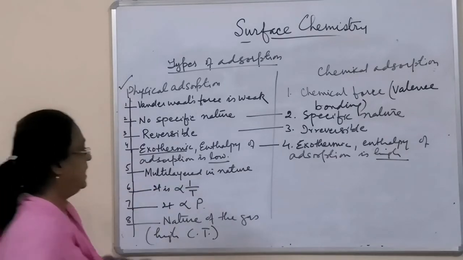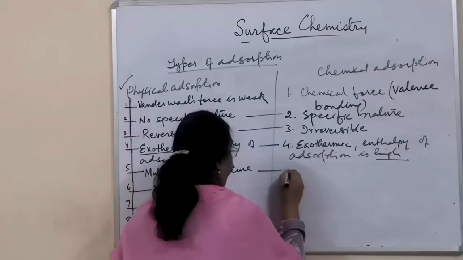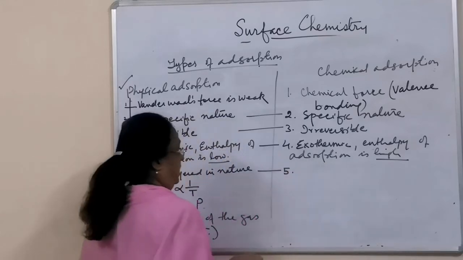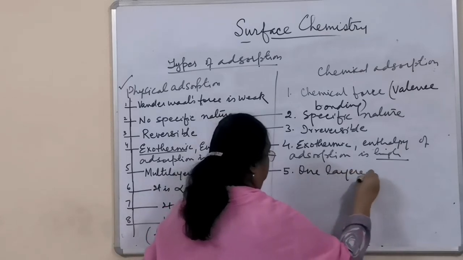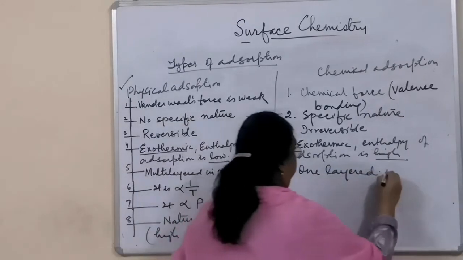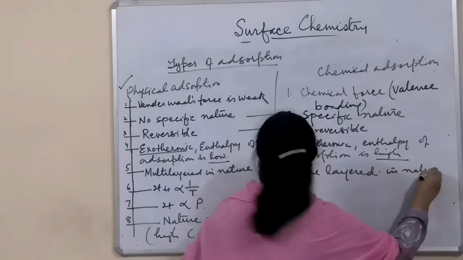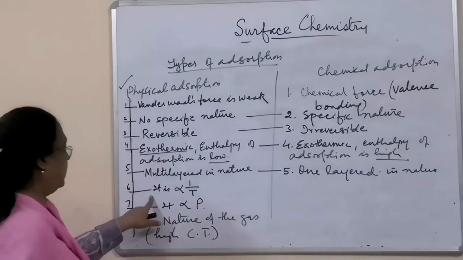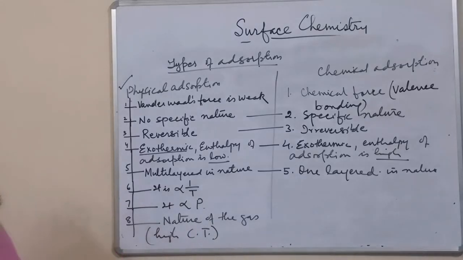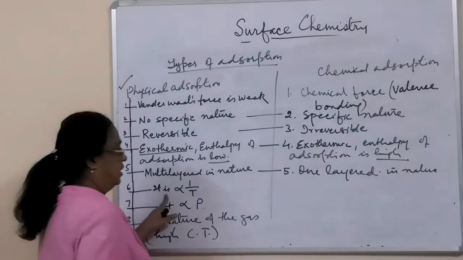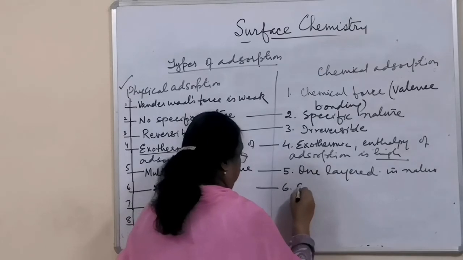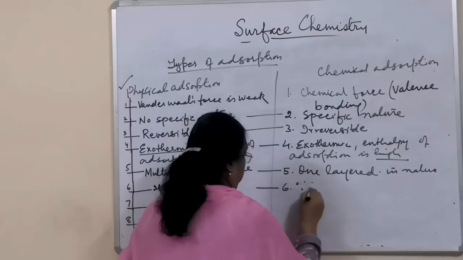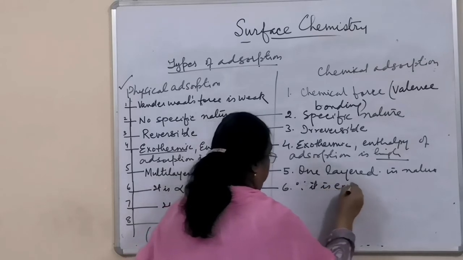This is multi-layered in nature. One adsorbate can be accumulated over the other, but here it is monolayered, one layered, not multi-layered. Then it is inversely proportional to temperature. It is inversely proportional to temperature here because it is exothermic.